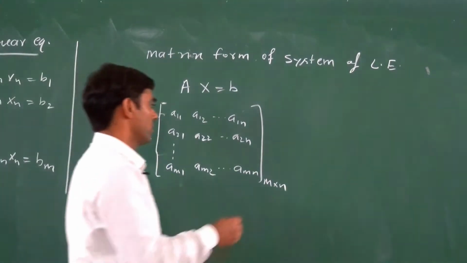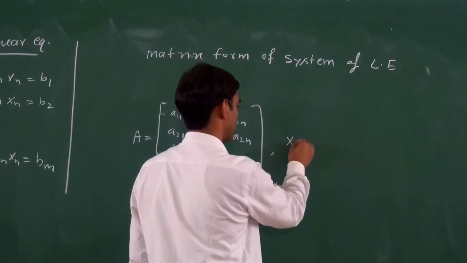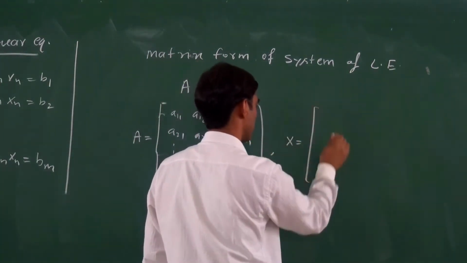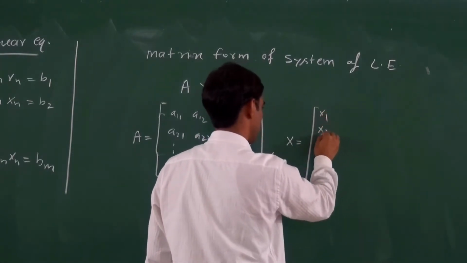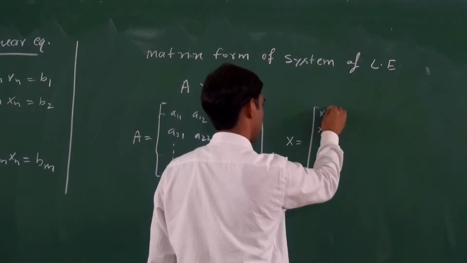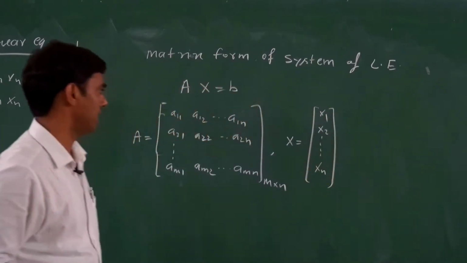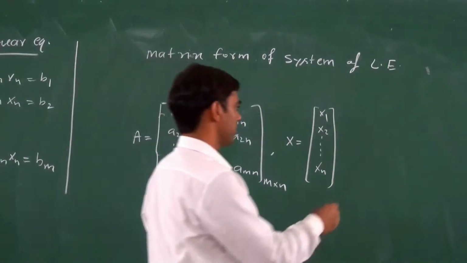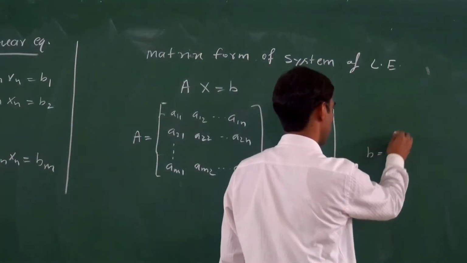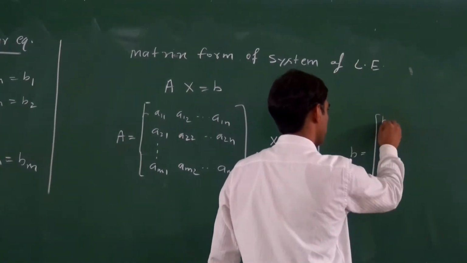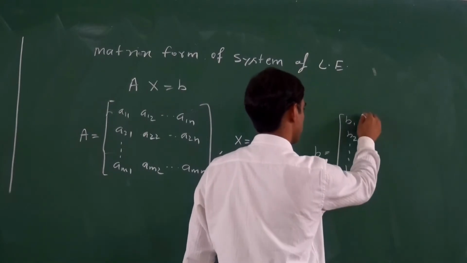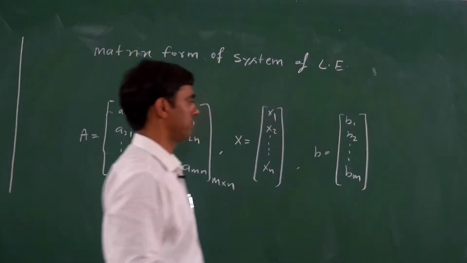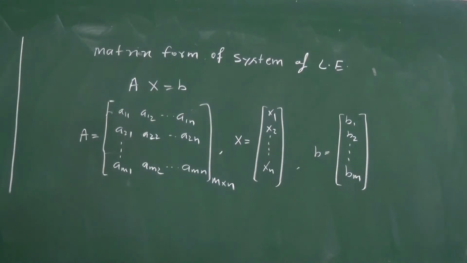Now, what is x? x is a column matrix, also known as a column vector, having x1, x2 up to xn. There are n elements. And similarly, b equal b1, b2 up to bm. So, this one is a system of a linear equation.